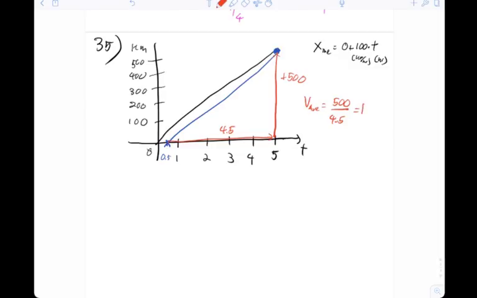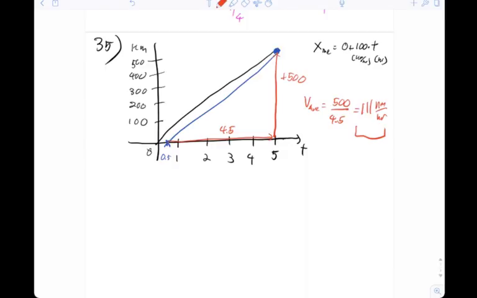That's 111 kilometers per hour. Ta-da! And that's the answer to the question, right? That's my brother's average speed. It's also my brother's average velocity. I guess they haven't specified which direction is which, but whatever, it's fine.